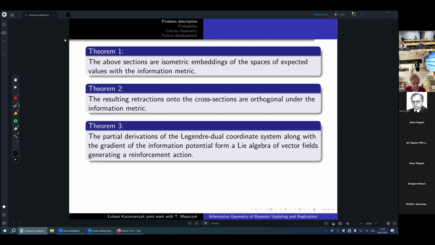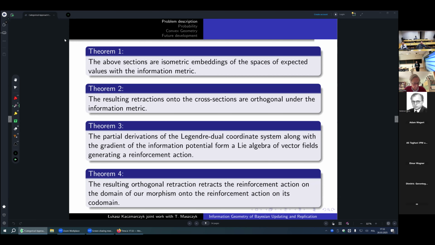And at the very end, I'll say a few things about how these two are intertwined and how, from a certain point of view, they're inseparable. And first of all, the resulting orthogonal retractions mentioned in theorem 2 retract the reinforcement action on the domain of our morphism onto the reinforcement action on its codomain.